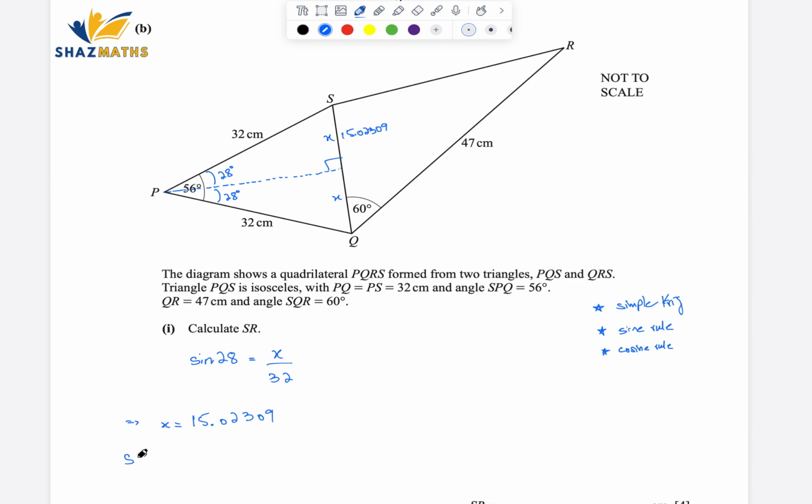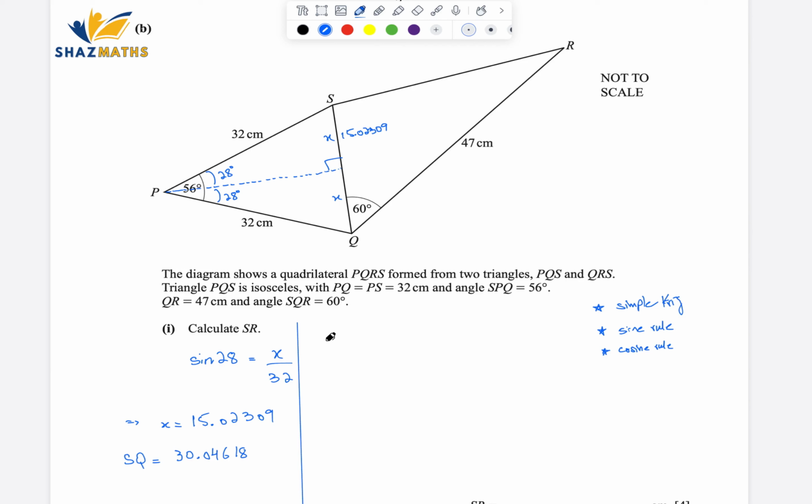Okay, so this would be the same. This SQ would be, that means, I'm just going to write it down: SQ is equal to 15.02309 times 2. That would be 30.04618. So I have this SQ, I have this angle, I have this side. I just need to find out the third side. So that means 3 sides are involved, 1 angle is involved. What would you do? You'll apply the cos rule.